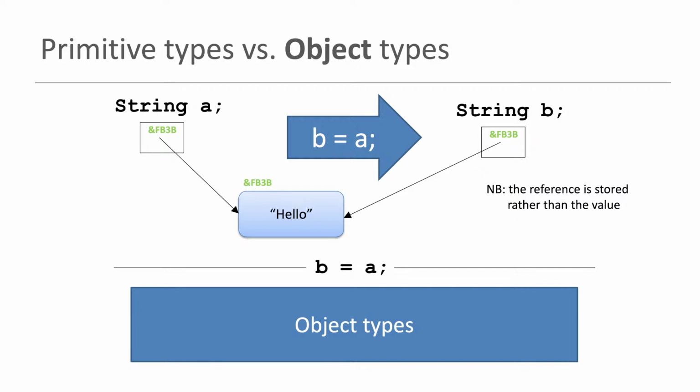For B, rather than copying hello, we copy the address of where hello is stored. So hello is only stored once in memory. And for A, we're storing that address of where it's stored, and likewise for B. In other words, the reference is stored rather than the value.